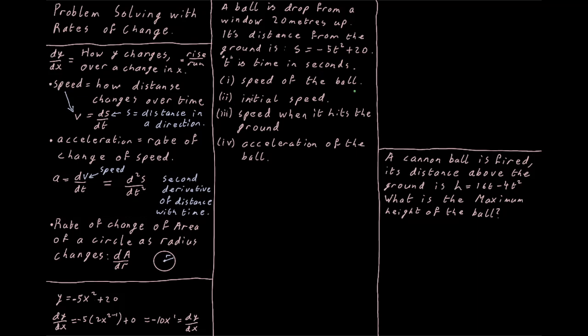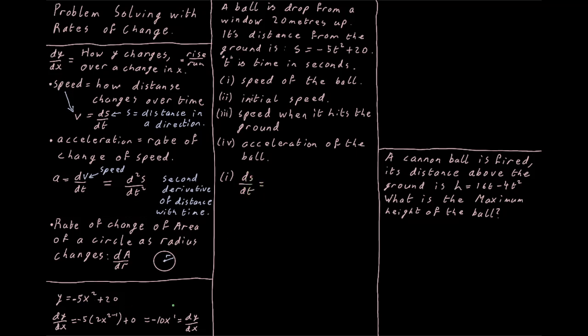So what is the speed of the ball? Well, the speed of the ball is going to be the rate of change of our distance. So this is the distance above the ground, so the speed is going to be how that distance is changing in time. So for part one, what we're looking for is ds/dt. So how do we do that?